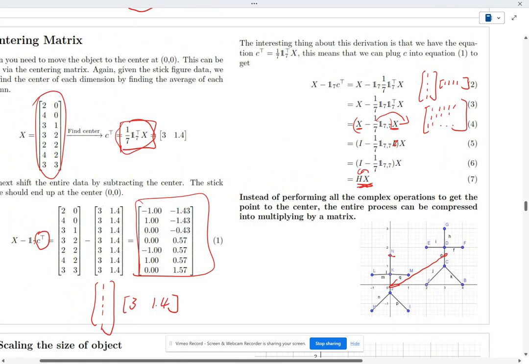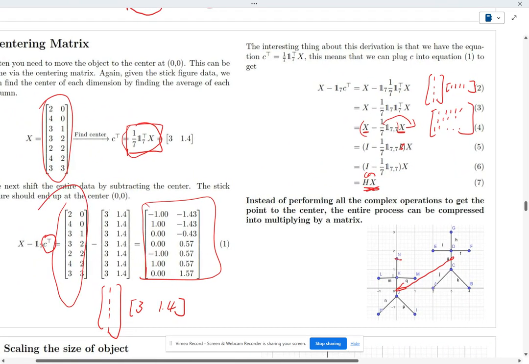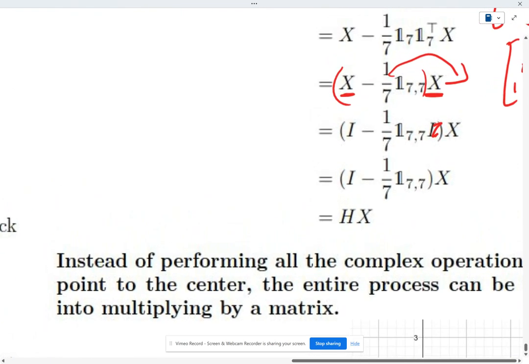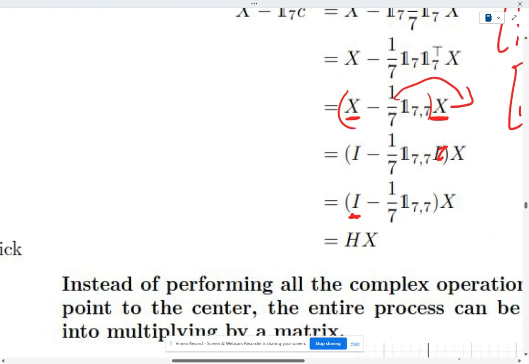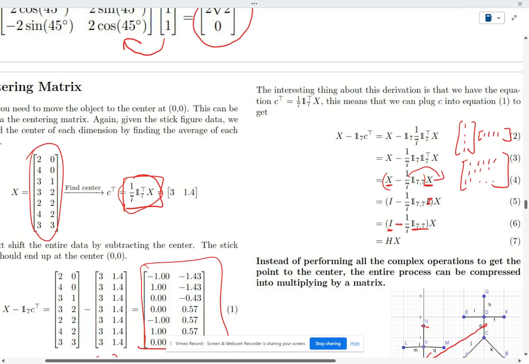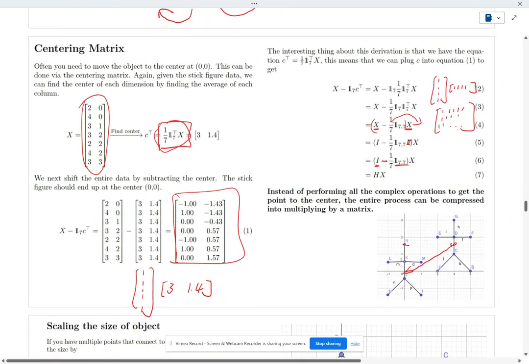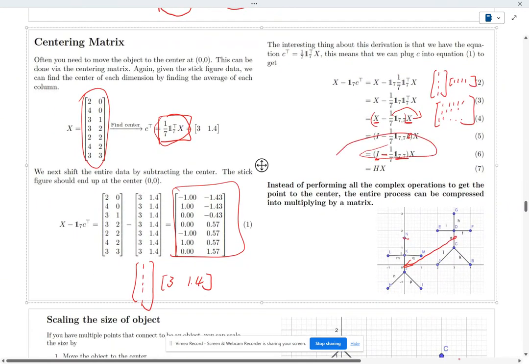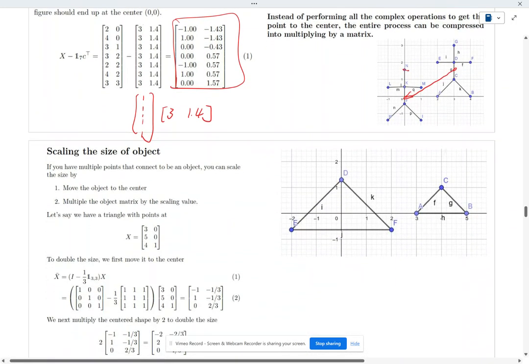Okay, so notice there are a whole bunch of points, 7 points. Just by multiplying those 7 points by this centering matrix, and the definition of the centering matrix is the identity minus 1/7 of the one matrix. So that's it. This is the definition of centering. Okay, scaling the object.